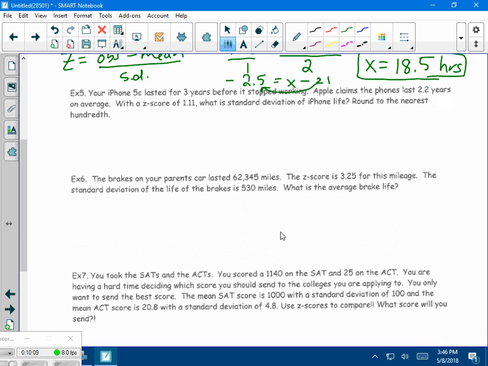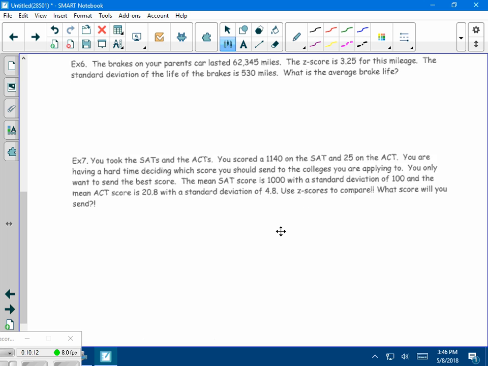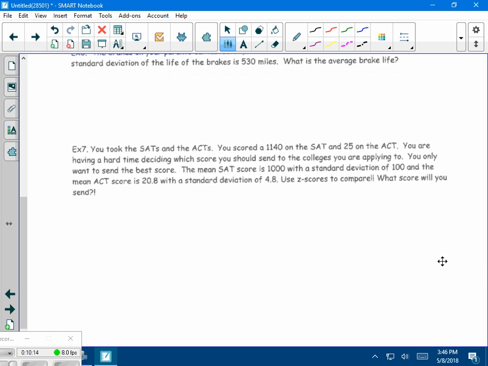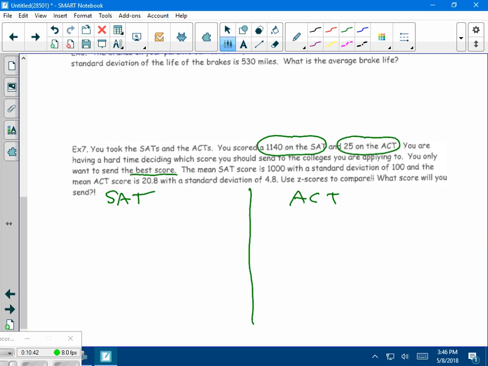The last one I'm going to look at, I like this one, is talking about the SATs and the ACTs. So it says you took the SATs and the ACTs. You scored 1140 on the SAT, 25 on the ACT. There's your SAT, there's your ACT. It says you're having a hard time deciding which score you should send to the colleges you're applying to. You only want to send the best score. So the mean SAT score, I'm going to split this here. So SAT, ACT. The mean here is 1,000.